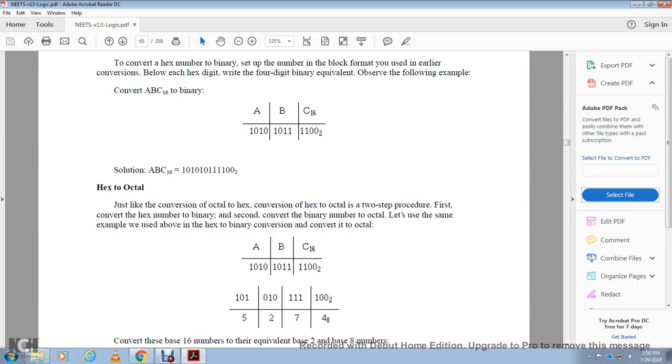Convert this. So you convert your hex to binary, and then your binary to octal.